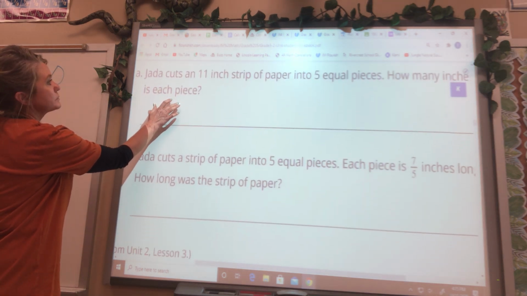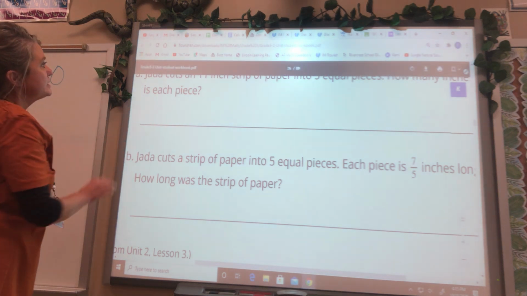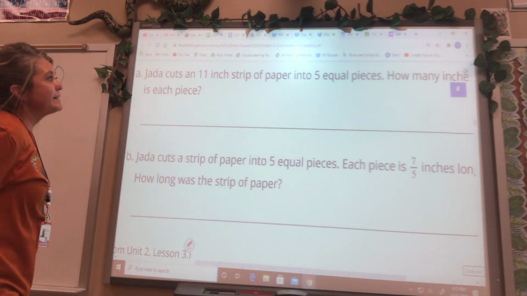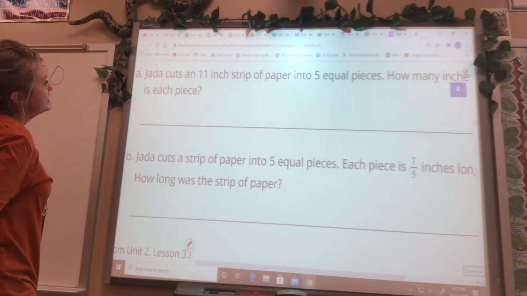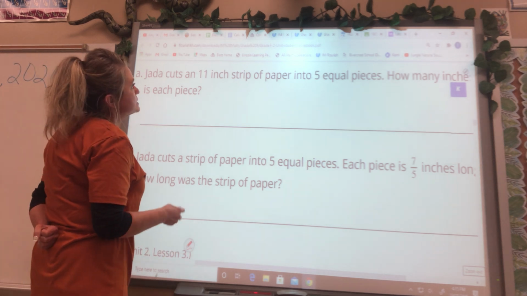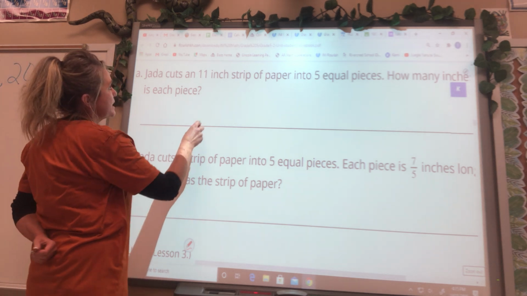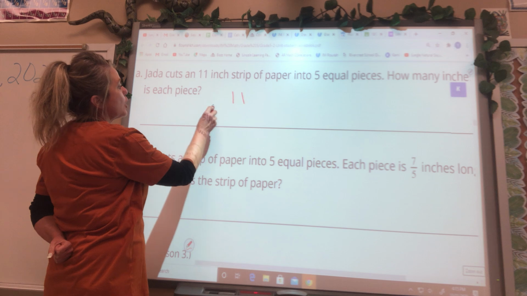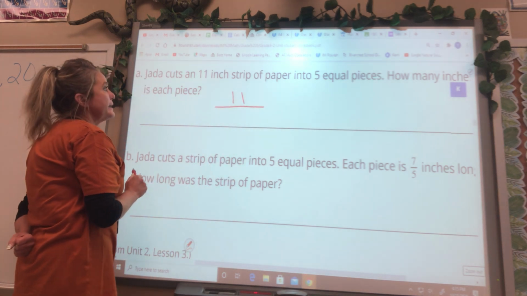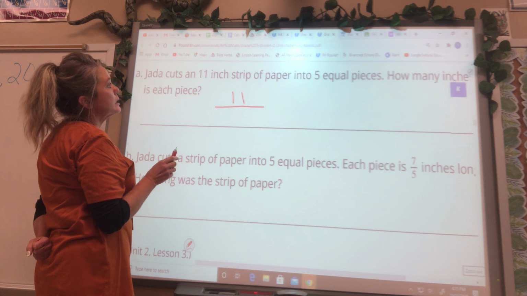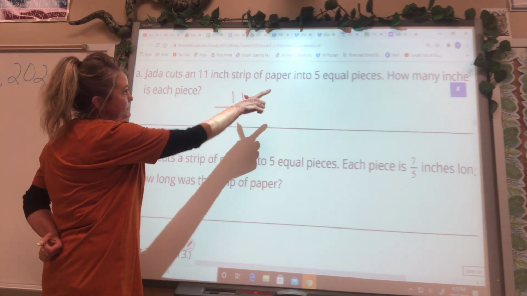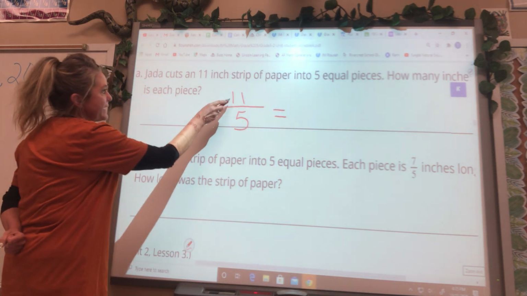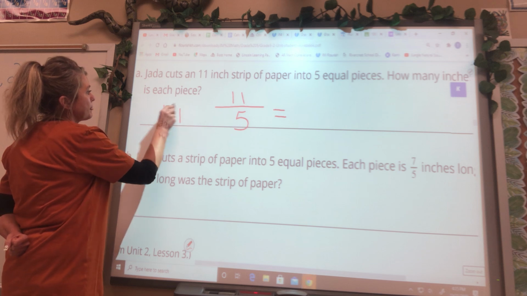Okay, on this one, Jada cuts an 11-inch strip of paper into 5 equal pieces. How many inches is each piece? So if we have an 11-inch strip, that's how much we have all together, and it's being shared, or split, into 5 equal pieces. So we would have 11 divided by 5.